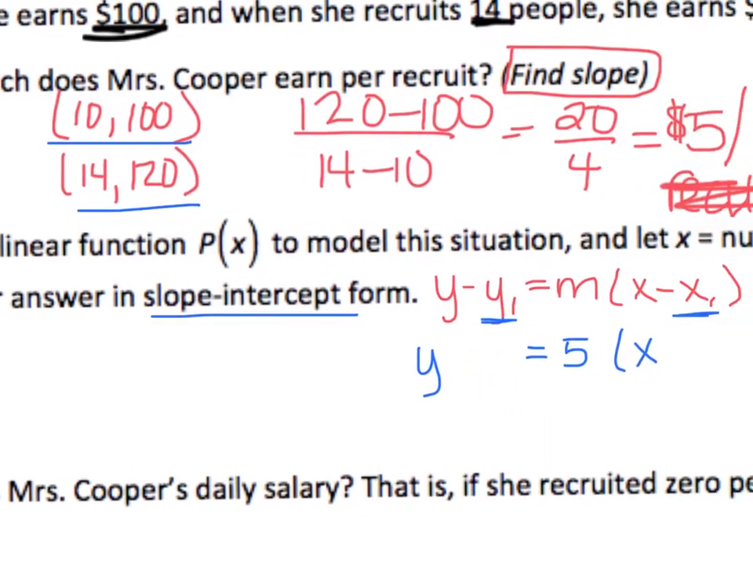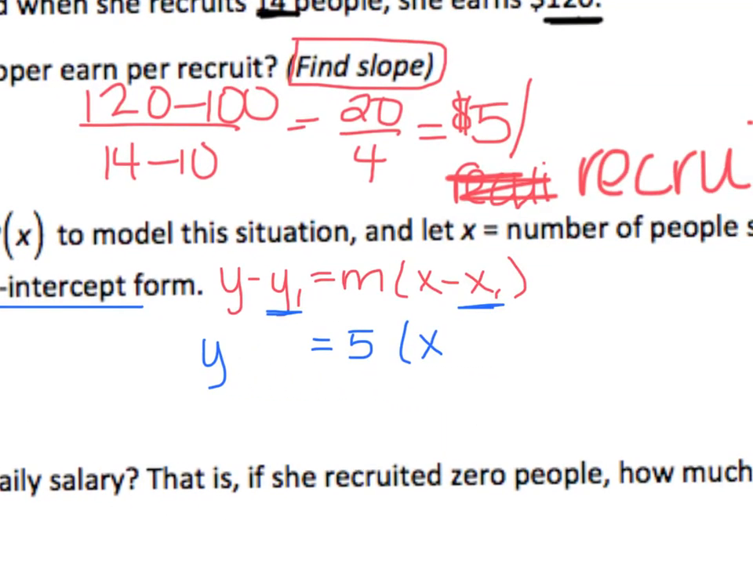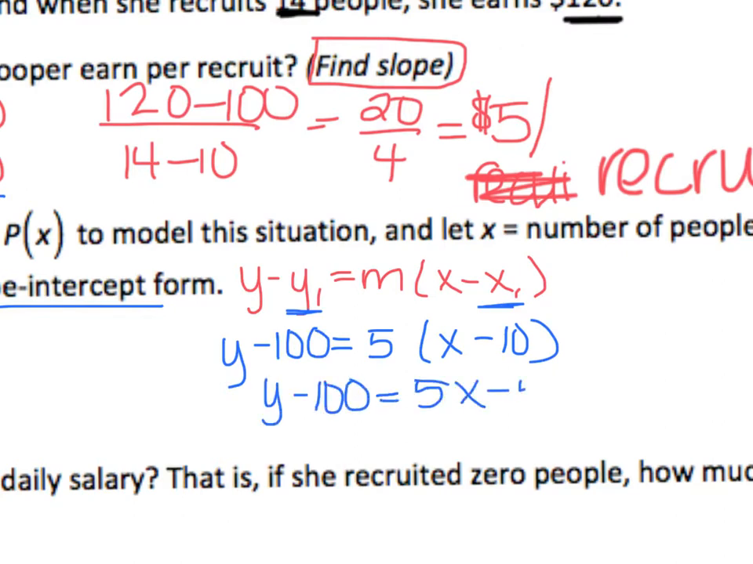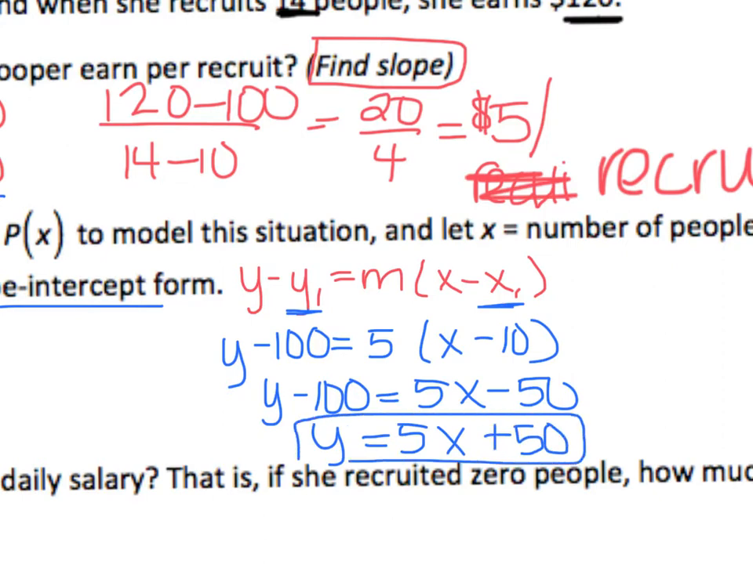Okay, so I'm going to pick 10, 100. And if you pick the other point, that is fine. So 10 goes with the x. And 100 goes with the y. And now I'm going to solve this. I'm going to add the 100 over there. So you should get y equals 5x plus 50. Okay.